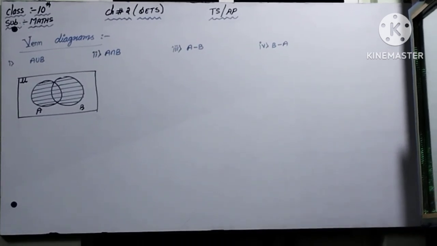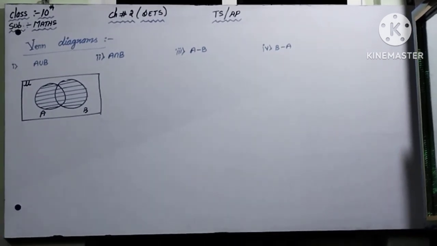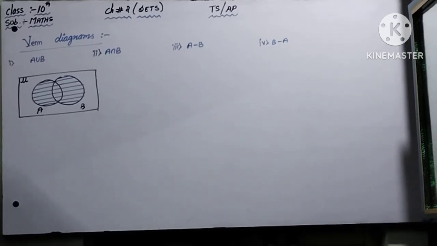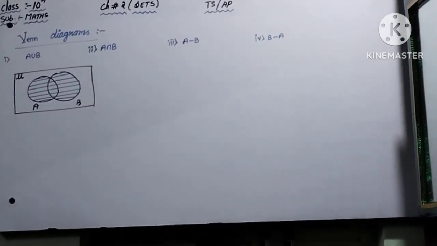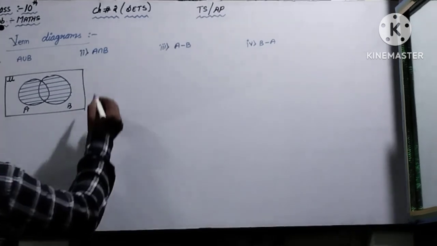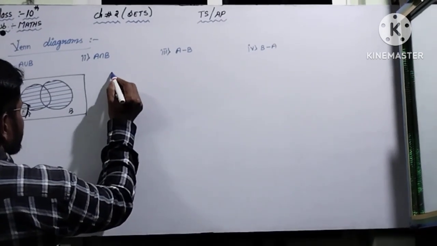This is A union B. A elements are written, B elements are written, with the common elements written just once. Okay, the next one is A intersection B.